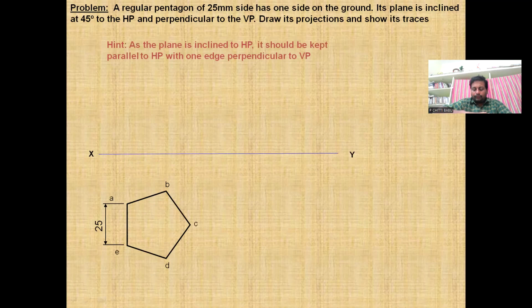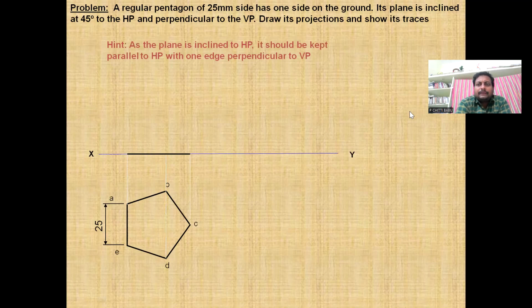If we are seeing the pentagon from the top, the entire pentagon shape will appear. When we are seeing from the front, one line will appear in the vertical plane. So we need to project all the points, then draw the line in the vertical plane, right? So stage 1 is completed.